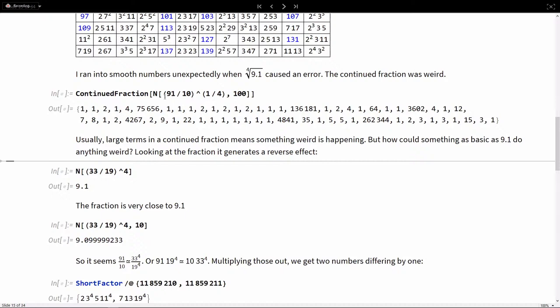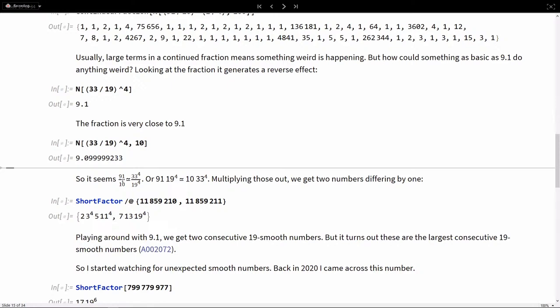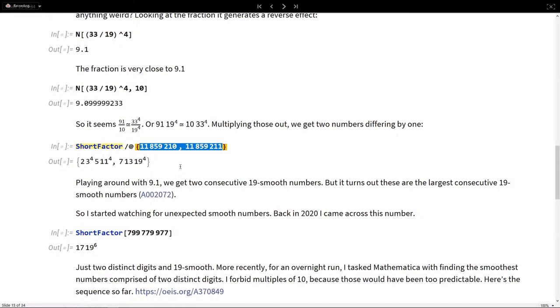And this value happened to be very close to this value within 7 decimal places. 33 19ths to the fourth is equal to 9.1, unless you go to more decimal places. So it seems that 91 over 10 is almost equal to 33 to the fourth over 19 to the fourth. Or if you multiply with cross diagonals, 91 times 19 to the fourth is almost equal to 10 times 33 to the fourth. When you multiply those out, you get these two numbers, which are both 19 smooth.